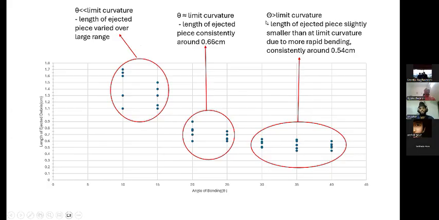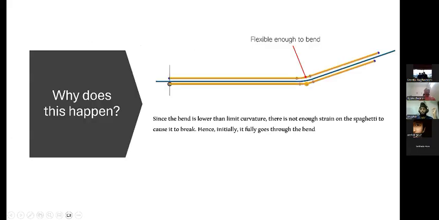When the angle is slightly larger, the length of the ejected piece is slightly smaller than at the limit curvature due to a more rapid bending, but even then, it's about consistent at 0.54 centimeters. Now, why does this happen?